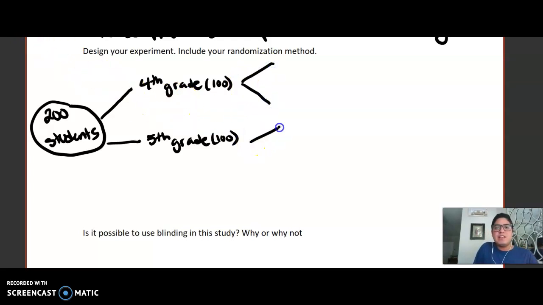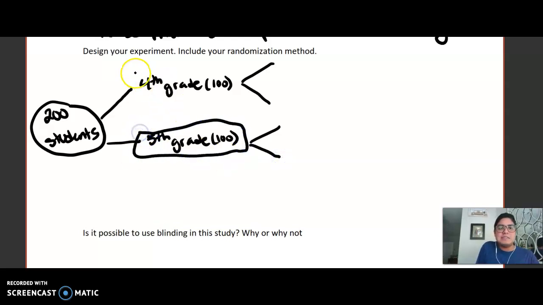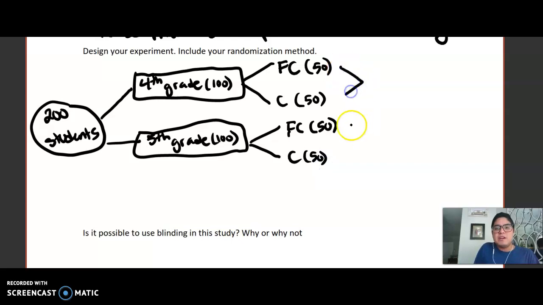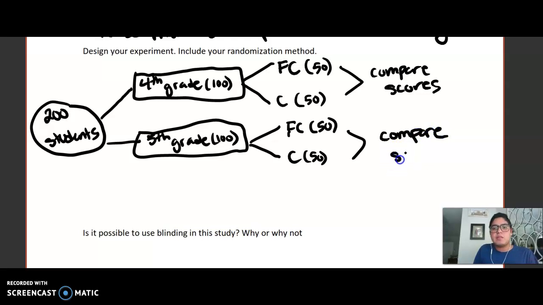But now, from here, within each of these blocks, so I'll put a box for my block here, it's close enough to a rectangle. We'll have the flashcard method, and we'll have 50 students go there. And we'll have the computer method, 50 students go there. And same thing for the group of 5th graders, since they have the same sample size. Now, from here, I'm just going to compare my results on the test. So compare scores, and then I'll compare scores. And then, of course, I could make the comparison between the two different grade levels.